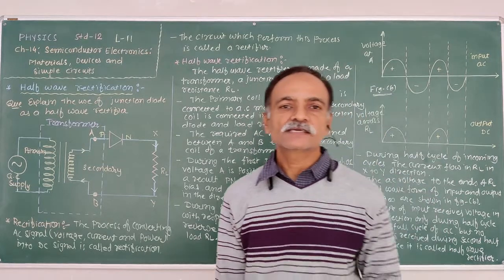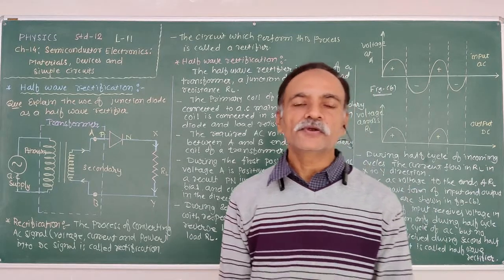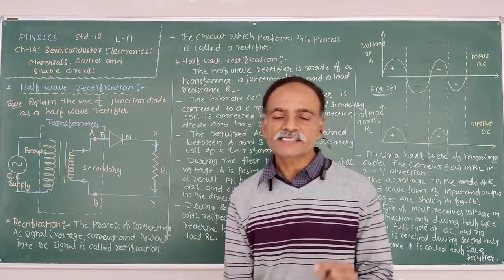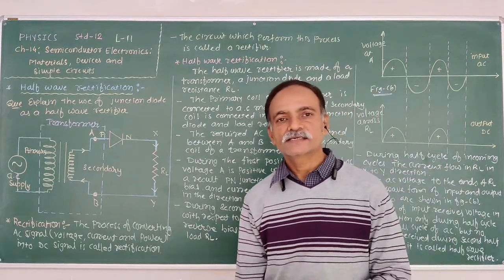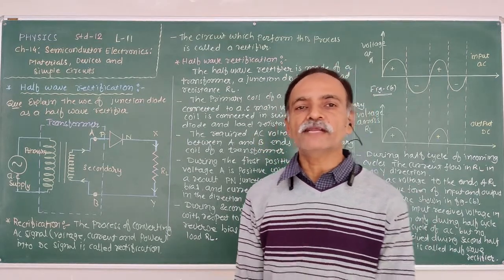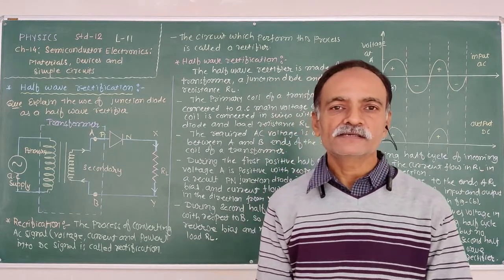In forward bias, the electric current flows through the PN junction diode due to the majority charge carriers, and this current is in the order of milliamperes. While in reverse bias, the current flowing through the PN junction diode is due to the minority charge carriers, which is in the order of microamperes.